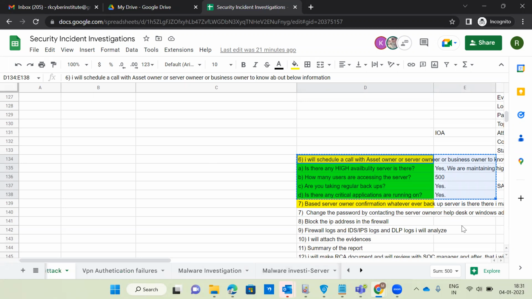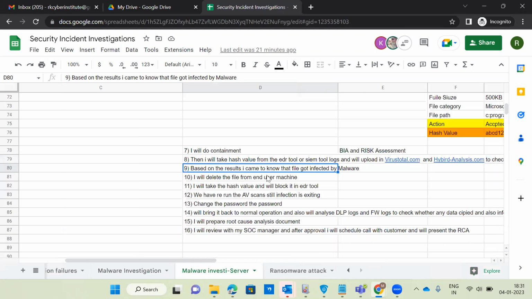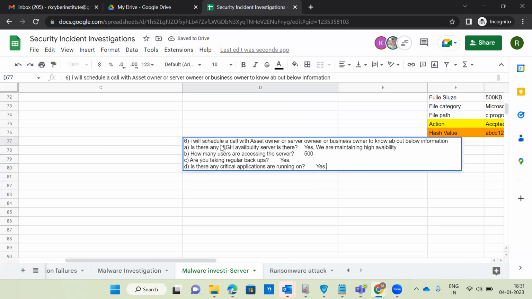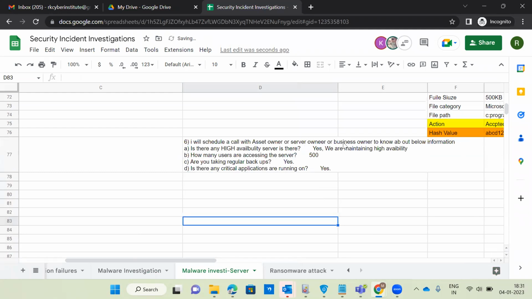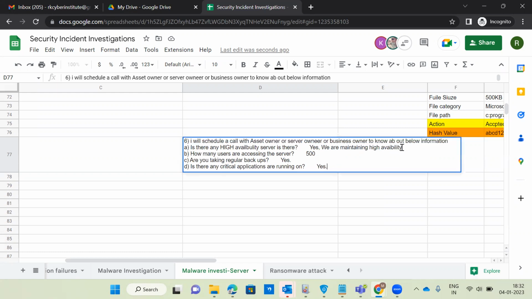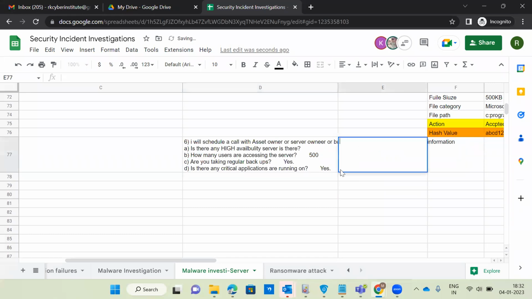I will schedule a call with the asset owner, server owner, or business owner to know the below information. What is the information we have to ask? Whatever server got compromised, is there any high availability server? Nothing but is a backup server available? Obviously, if it is a critical server, they will maintain the backup server also. For example, maybe he provided this information.